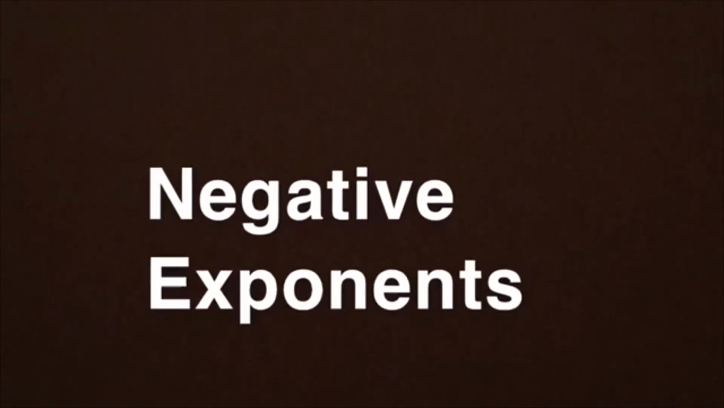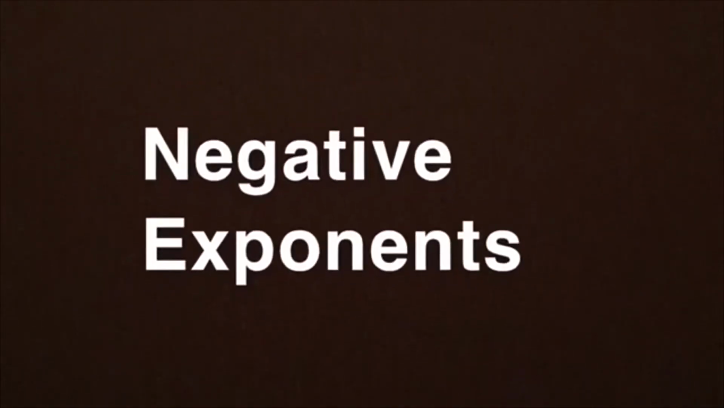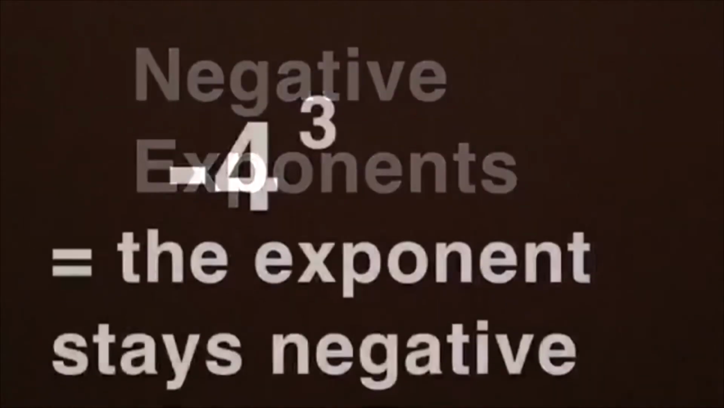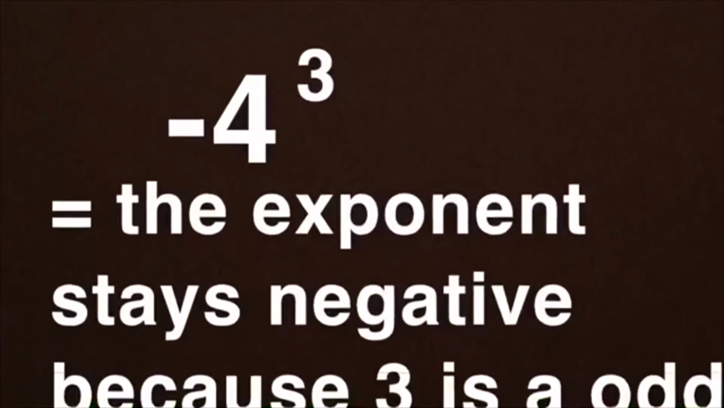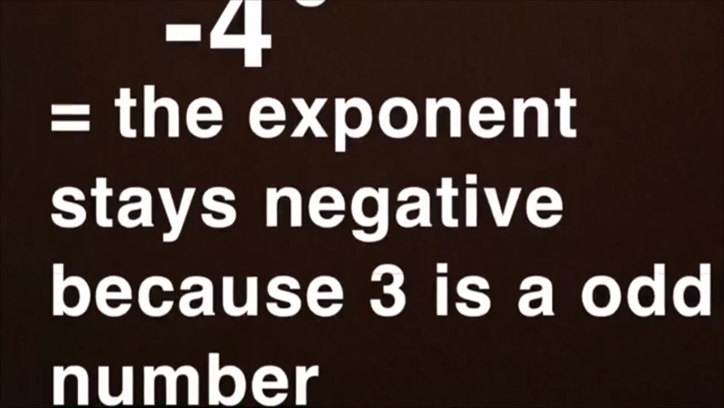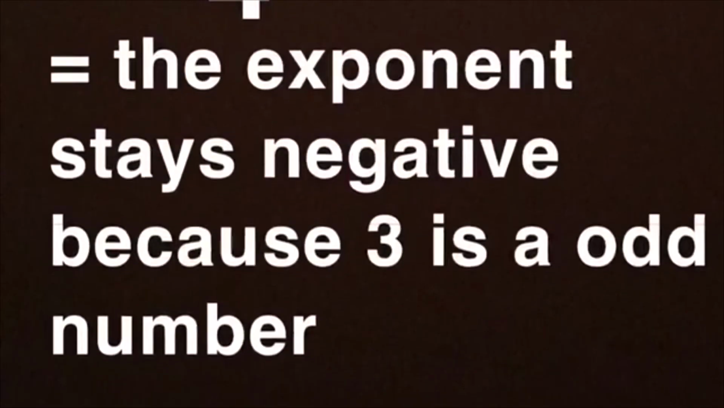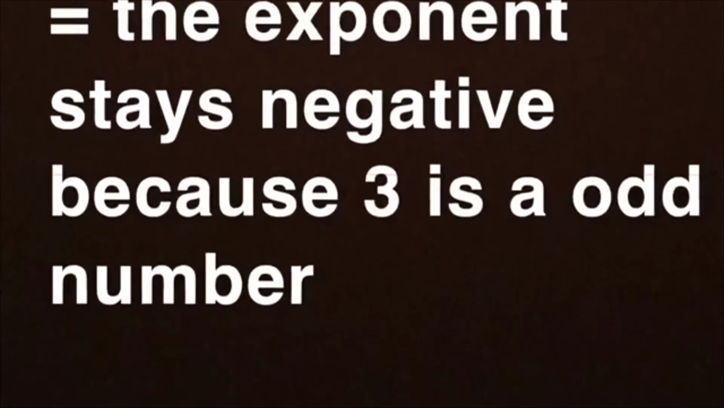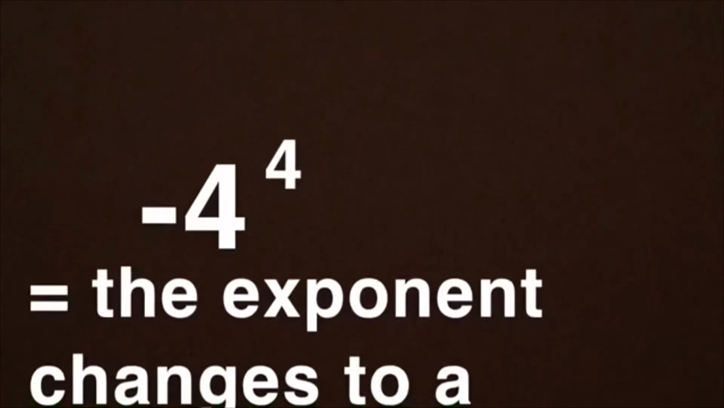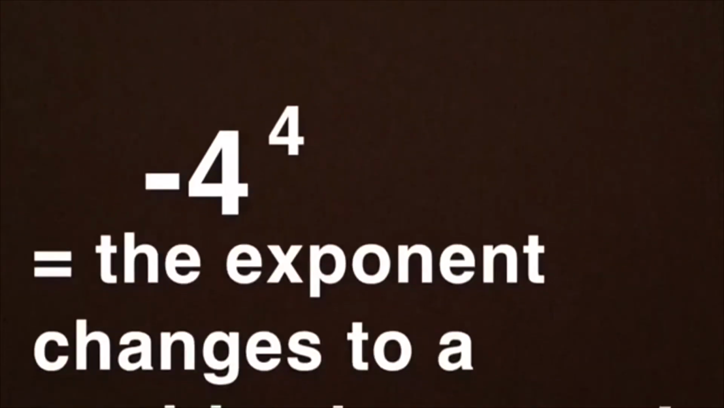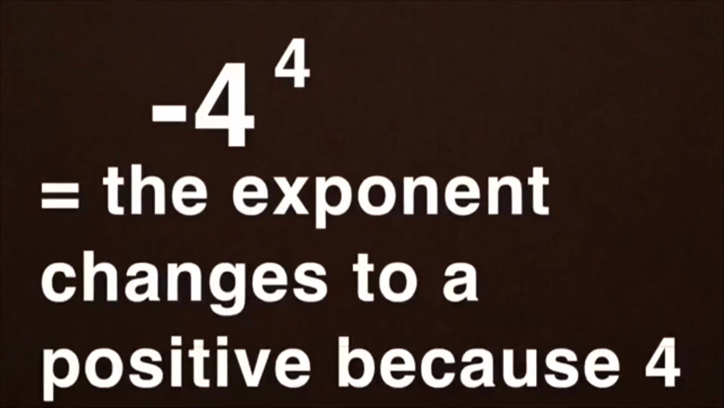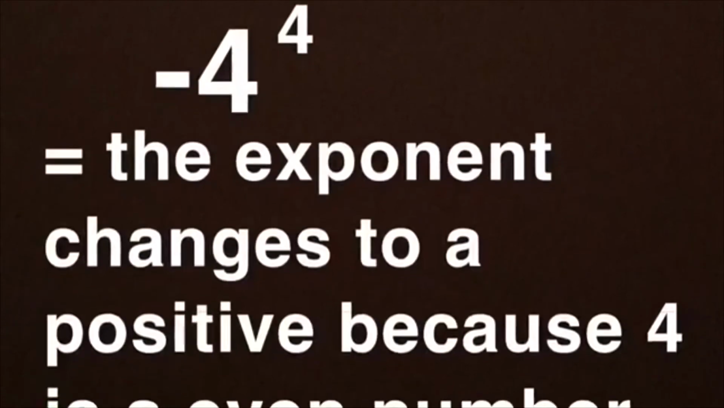So for negative bases, the odd powers of negative bases are negative, and even powers of negative bases are positive. So for example, negative 4 to the power of 3. That will equal a negative number because the 3 is an odd number. For a positive example, negative 4 to the power of 4. The answer would be positive because the power is an even number.